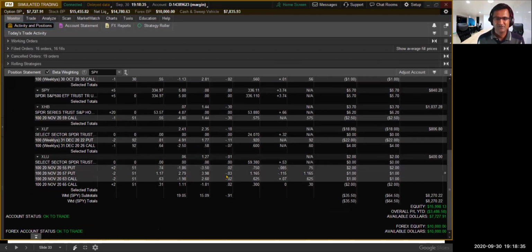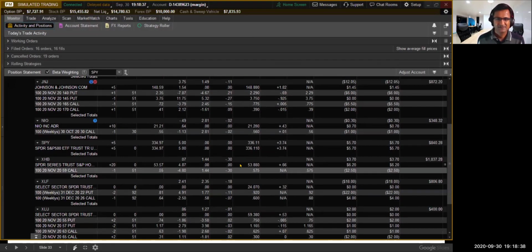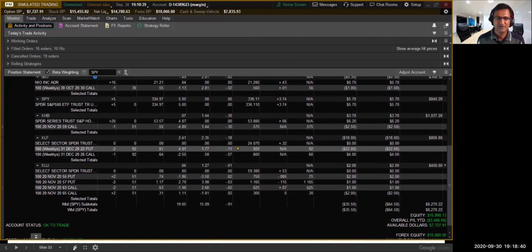Because individual trades, it's too difficult to manage. So I look at overall portfolio level. Then based on this, I'm like, I want 40. I need 20 more delta. Okay, let me pick some 20 delta from SPY somewhere. And we'll do the trade accordingly.